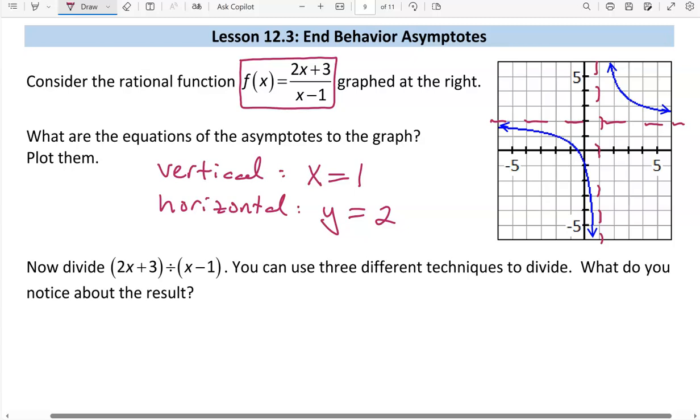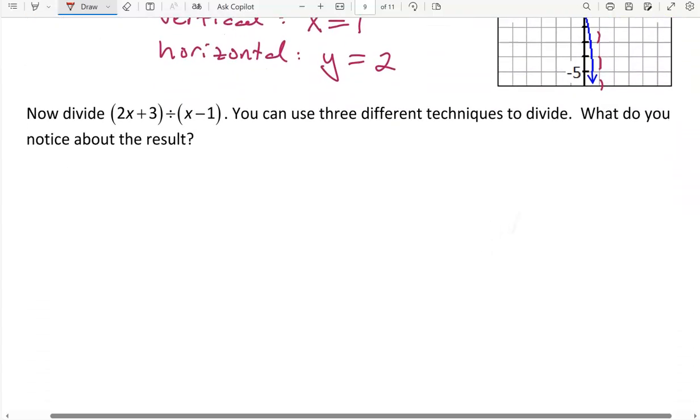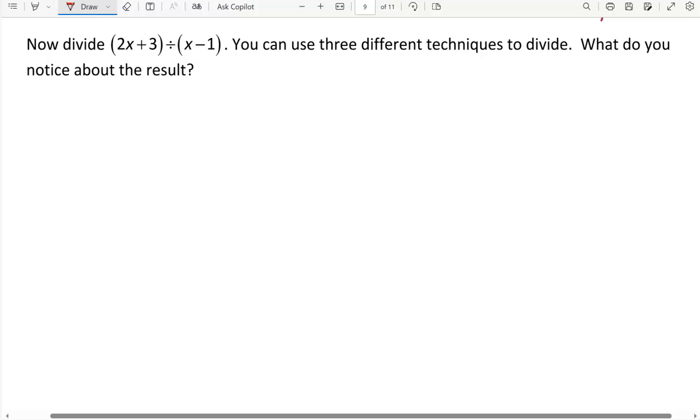The vertical asymptote may be more obvious from the equation because we can look at the equation and say the denominator is equal to 0 when x is equal to 1. The horizontal asymptote, however, is not quite as obvious to us because this function is not in the form of a transformation of the reciprocal function, but it can be put in that form. In order to put it in that form, we're going to divide. So we're going to use three different methods.